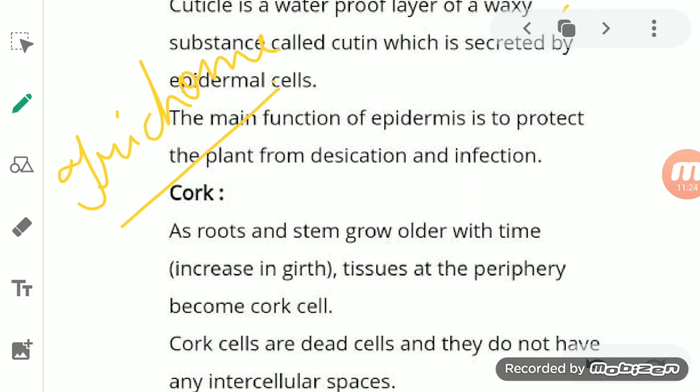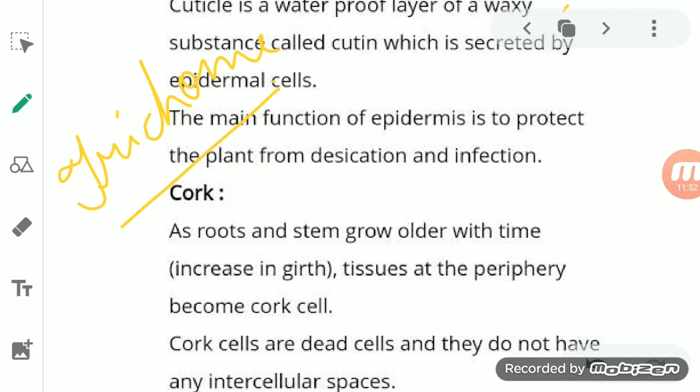And what are these substances secreted by the trichome? It can be an acid or allergy-causing substances, due to which grazing animals don't go near the trichome, because the acid and allergy-causing substances released by the trichomes present on the epidermis cause irritation.